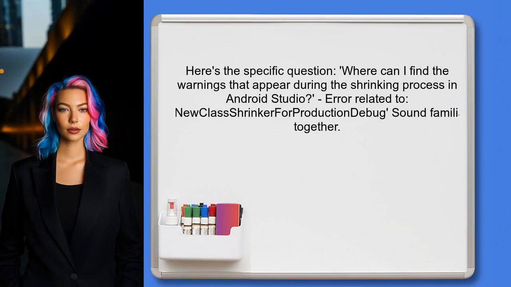Let's dive into the specific question at hand. One user recently asked, "Where can I find the warnings that appeared during the shrinking process in Android Studio?" They mentioned seeing an error related to the task transform classes with new class shrinker for production debug, and wanted to know how to locate those warnings. Sound familiar? Let's figure this out together.